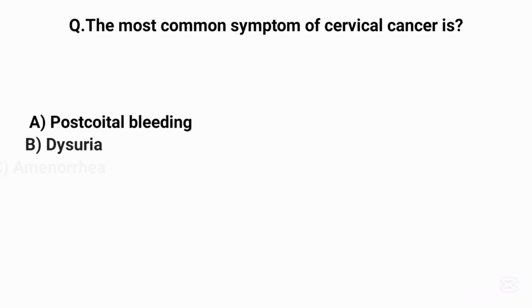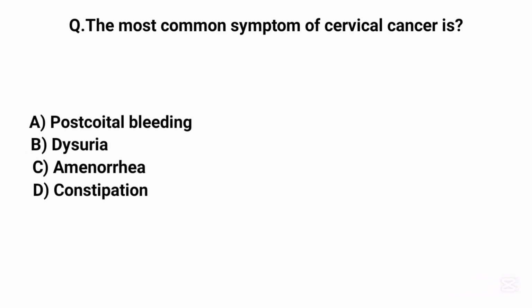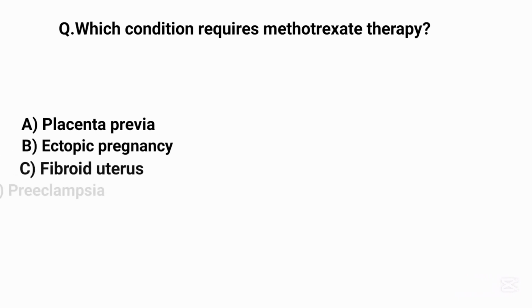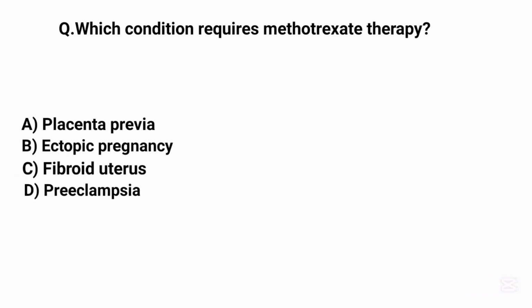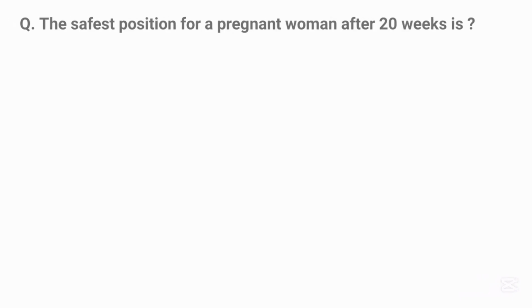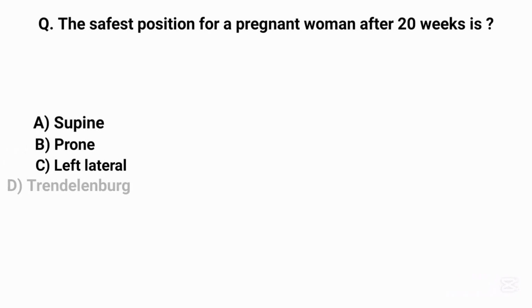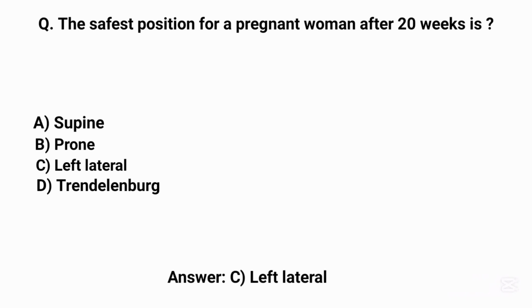The most common symptom of cervical cancer is. Correct answer is option A, postcoital bleeding. Which condition requires methotrexate therapy? Correct answer is option B, ectopic pregnancy. The safest position for a pregnant woman after 20 weeks is. Correct answer is option C, left lateral.